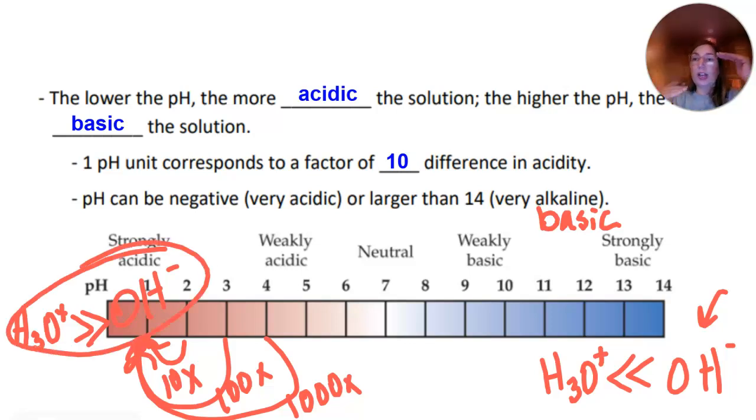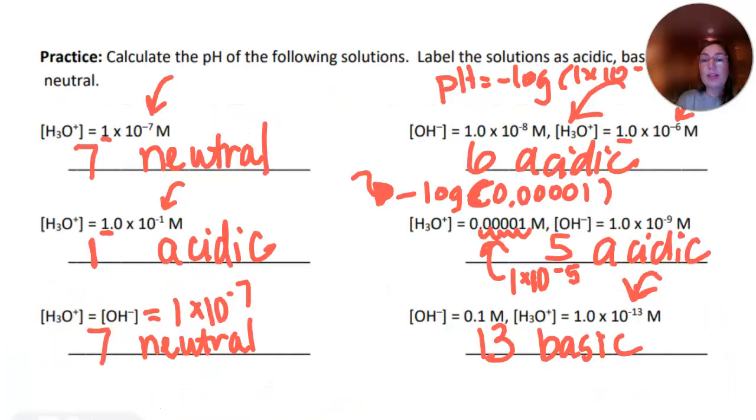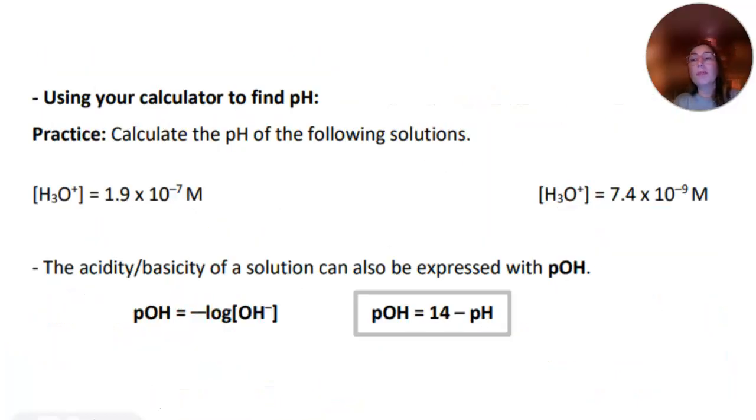So this is a teeter-totter, right? When you have an acidic solution, H3O plus is really high and OH minus is low. When you have a basic solution, OH minus is high and H3O plus is low. So this is like a teeter-totter that's going back and forth. Okay, let's use our calculator to find some pHs.